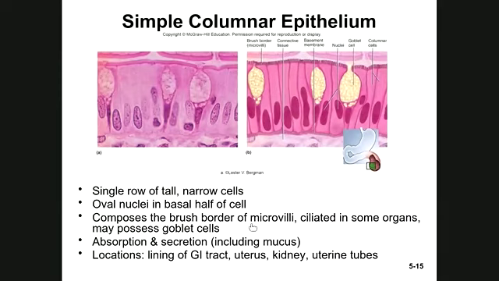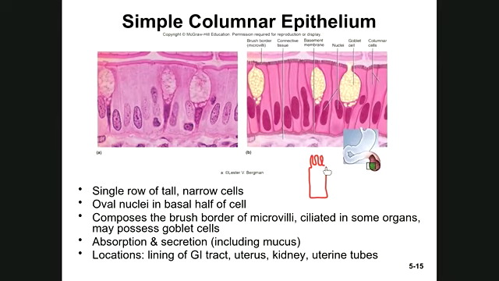What is the meaning of brush border? Look at here. When our columnar cell contains microvilli or finger-like projections on its top, its border is very similar to the bristles of your toothbrush. Because of that, we call it brush border. This brush border can increase the surface area, so we can have more absorption through this epithelium. We call it brush border of microvilli.